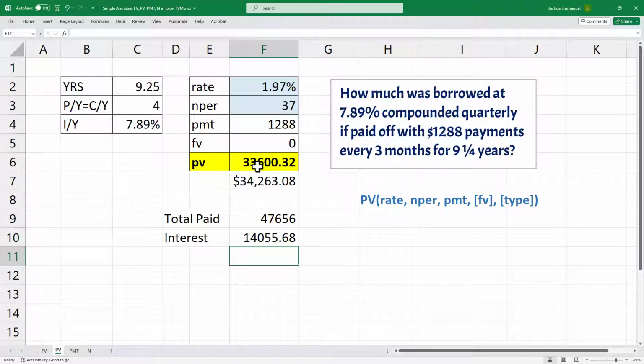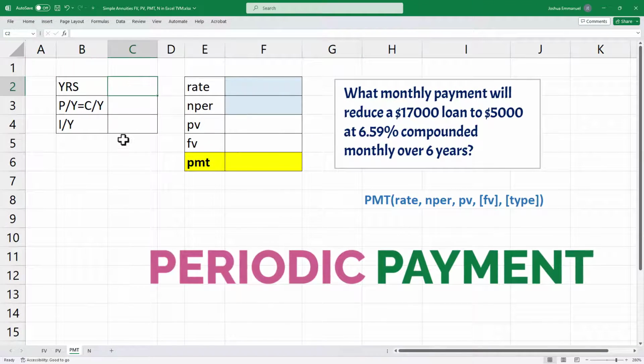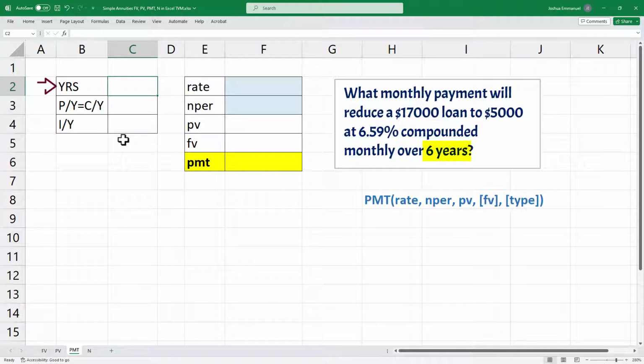Next, we compute the periodic payment, PMT. Here we want to determine the monthly payment that will reduce a $17,000 loan to $5,000 at 6.59% compounded monthly over 6 years. Years here will be 6. Payments are made monthly and compounding is monthly as well, so PY and CY will be 12. The nominal interest rate is 6.59% or 0.0659.